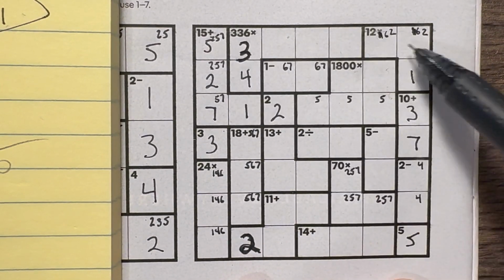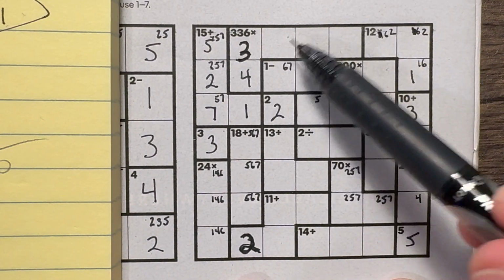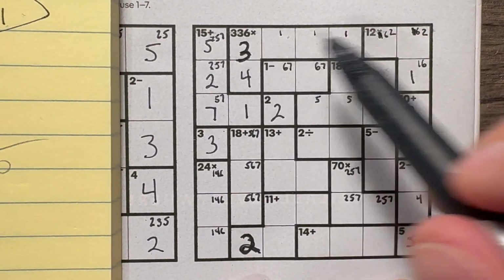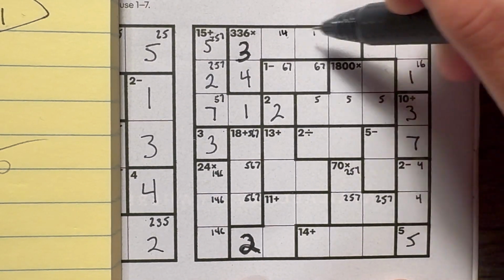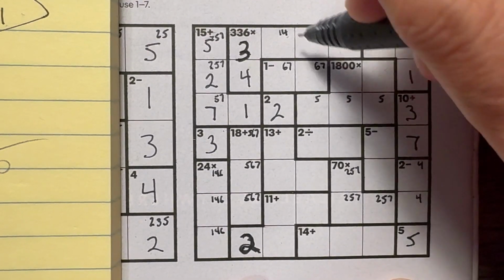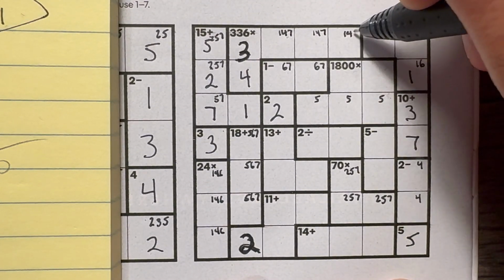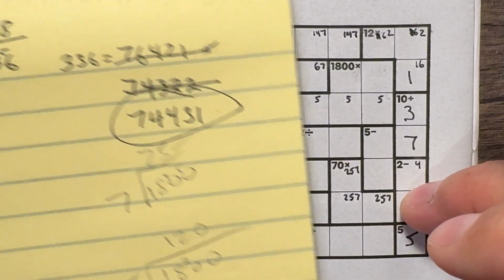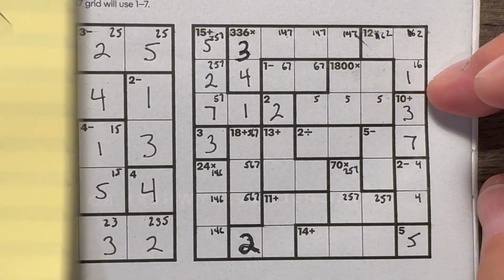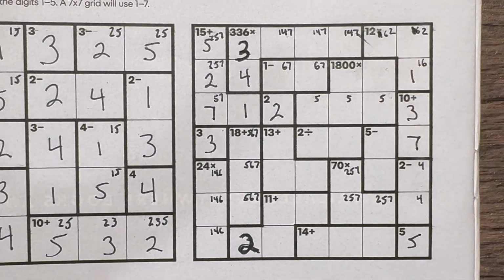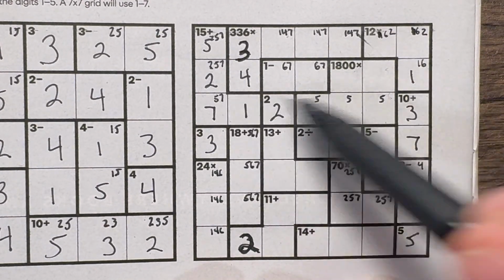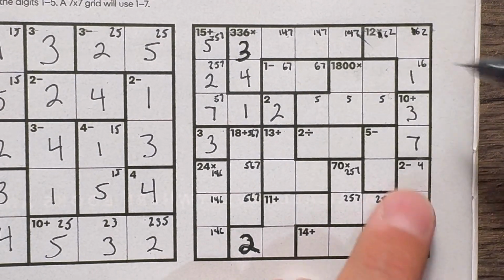What's left here? We need a 1. We got a 2, 3. We need a 4. 5, 6, 7. Which is convenient because it matches what we came up with here. Also, this row, what haven't we used? 1, 2, we need a 3 and a 5.